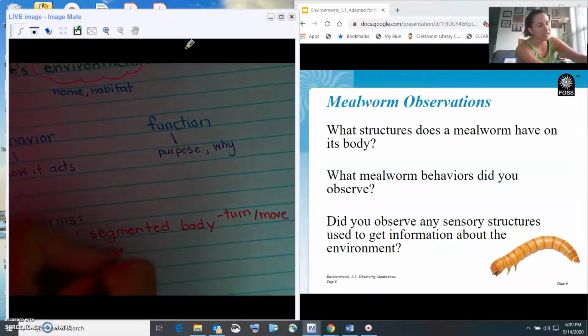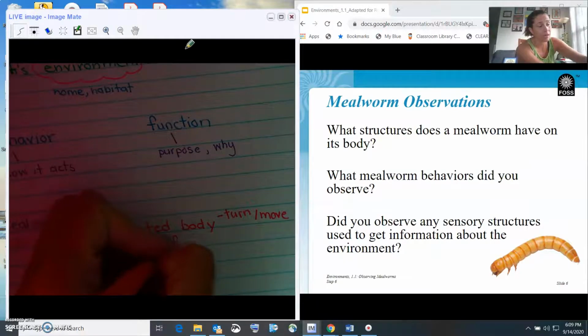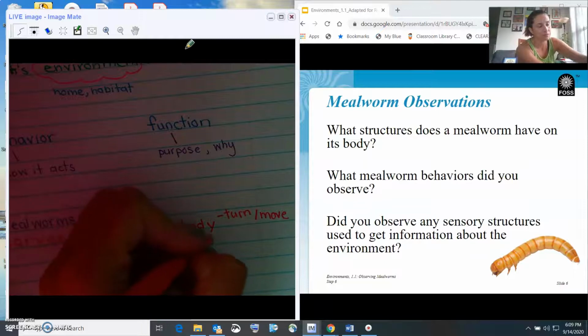We have legs at the front of the body, right? And then we noticed that it can move forward and backwards. Remember how it backed up? It didn't even look like it looked.